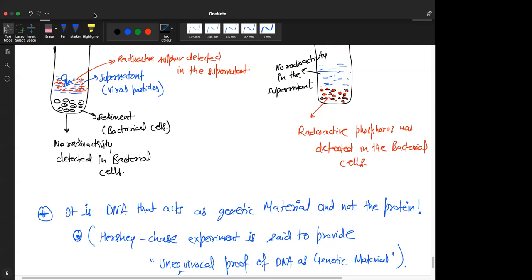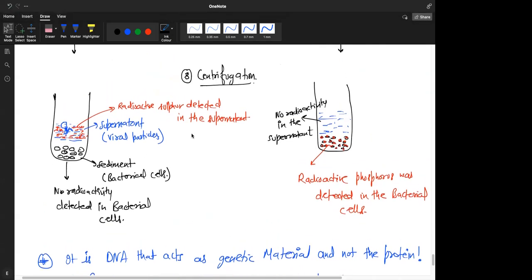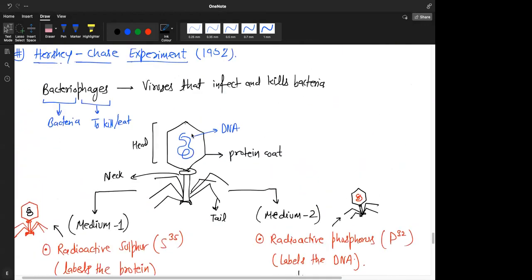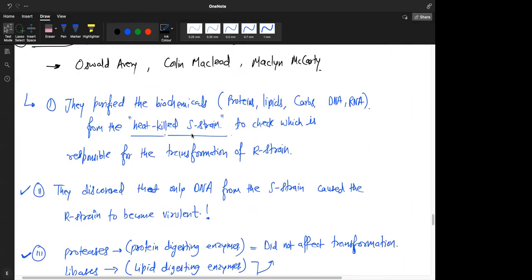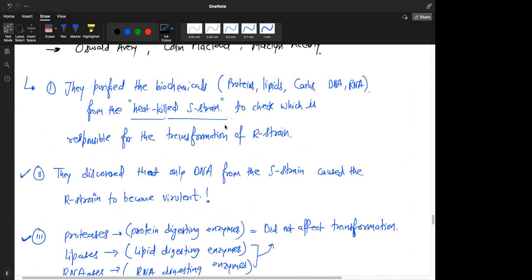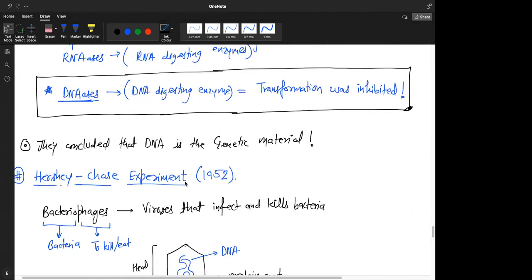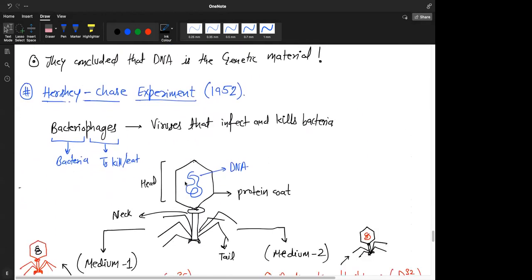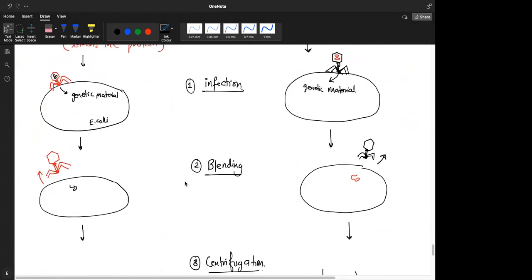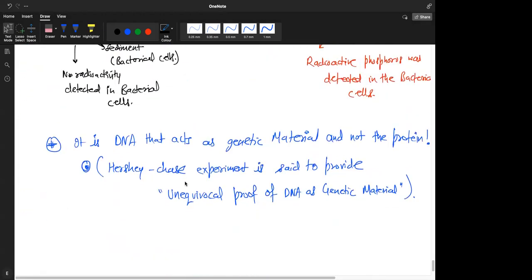Done, everyone? Fatima, Kulsum, and Samaira? No doubts? Are all the experiments clear? Griffith, Avery, MacLeod, McCarty, and Hershey and Chase. These 3 experiments are clear to you, in the series in which they were done?